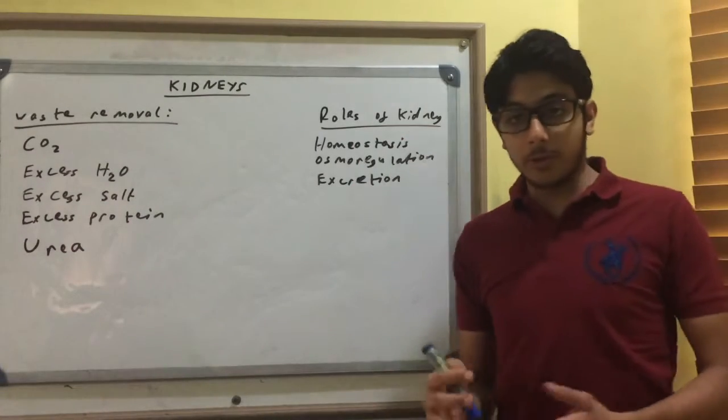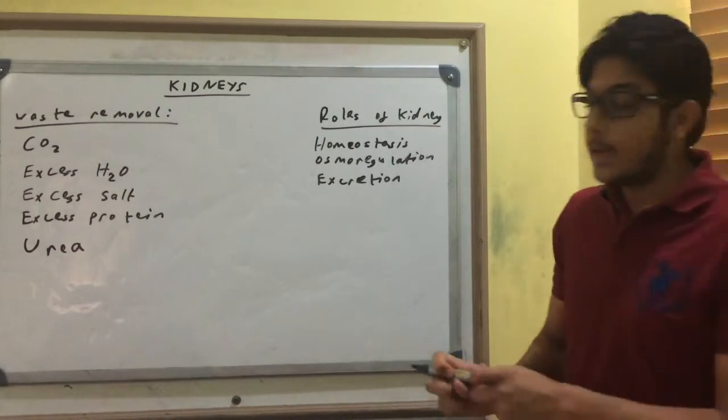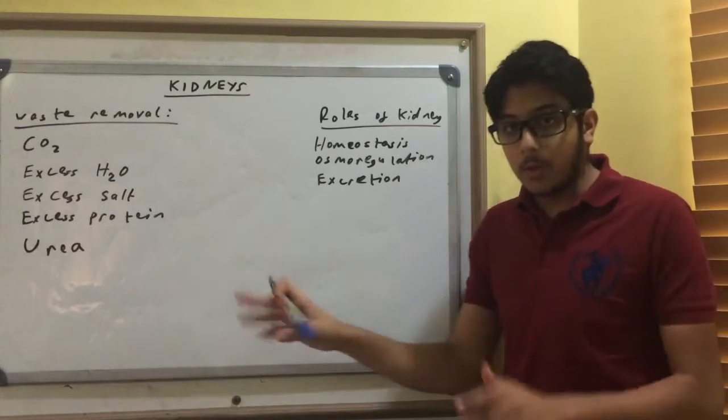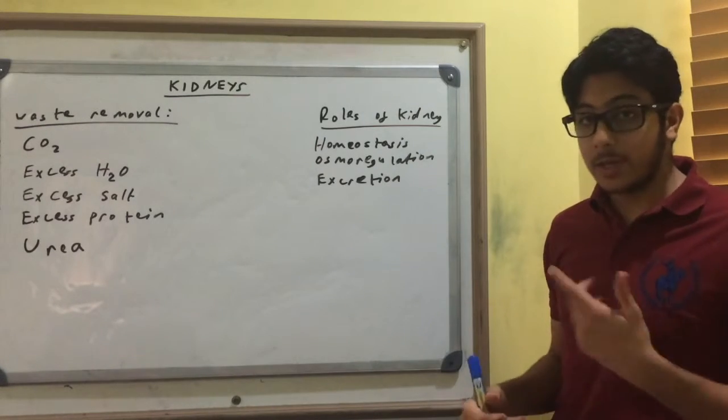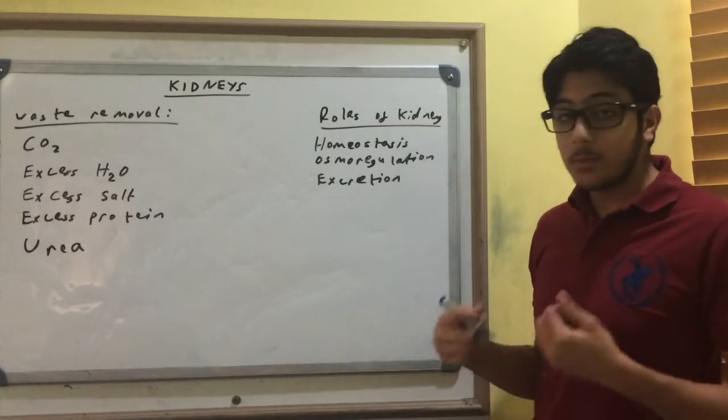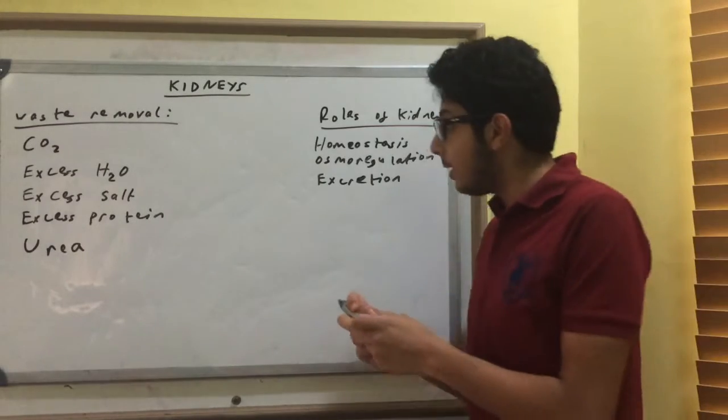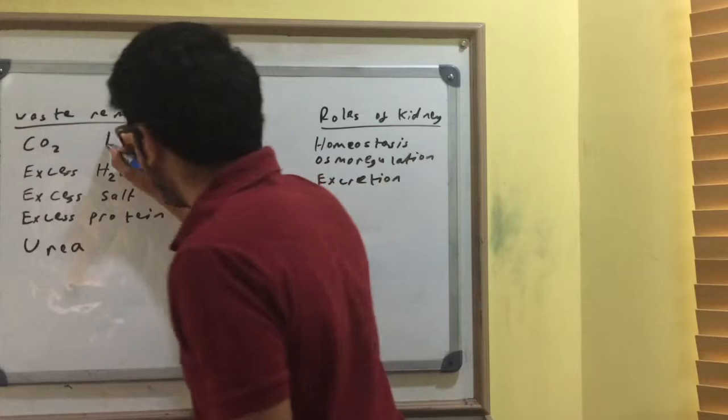On the Awesome Tutor. Today we're going to be looking at the kidneys. Now, waste removal. Your body produces a lot of waste from the chemical processes, and this waste needs to be removed. Okay, carbon dioxide is removed by your lungs.